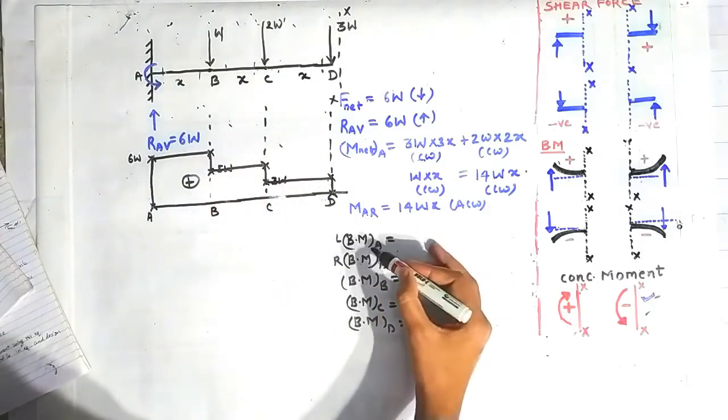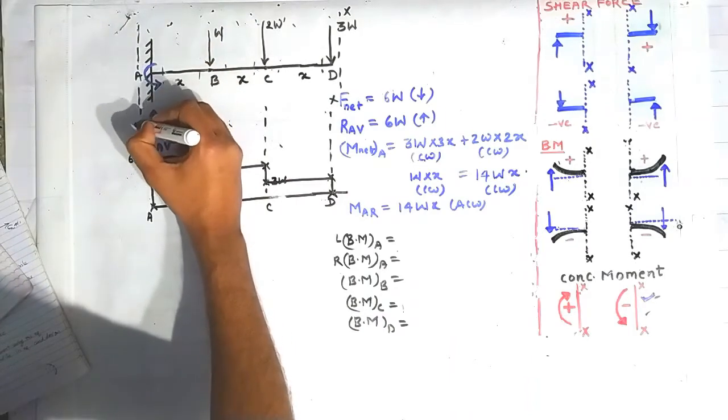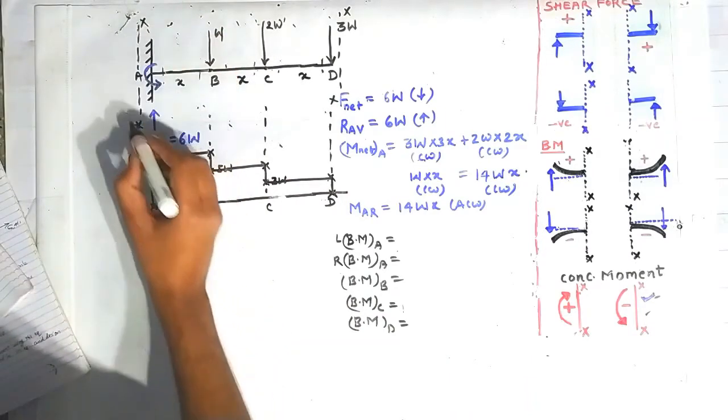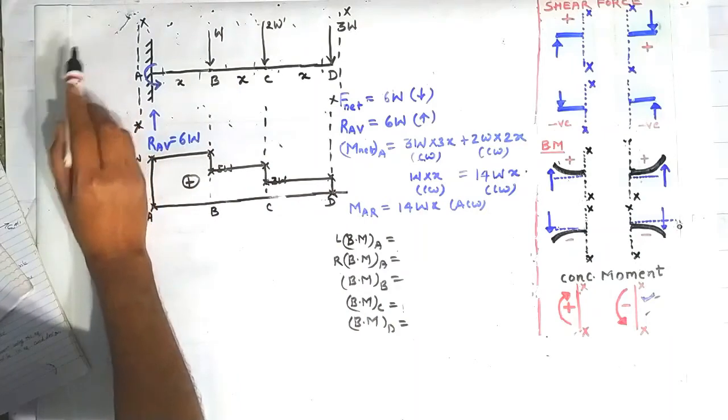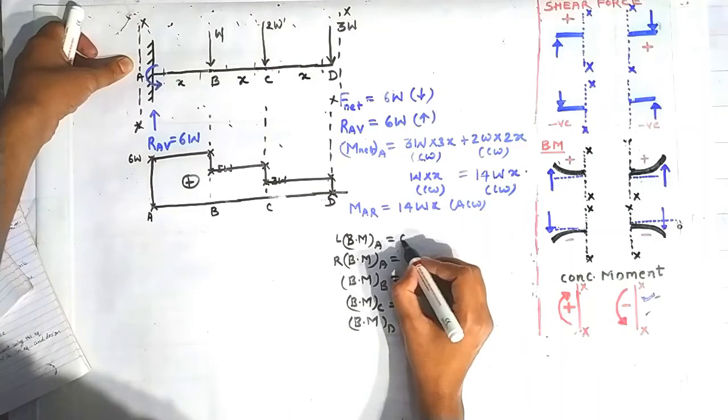Now bending moment on the left side of the point A, for that we have to construct a section on the left side of this point A. This is the section XX constructed here on the left side of the point A. Now looking on the left side of this section, there is no force, no concentrated moment. So the bending moment on the left side of the point A is 0.